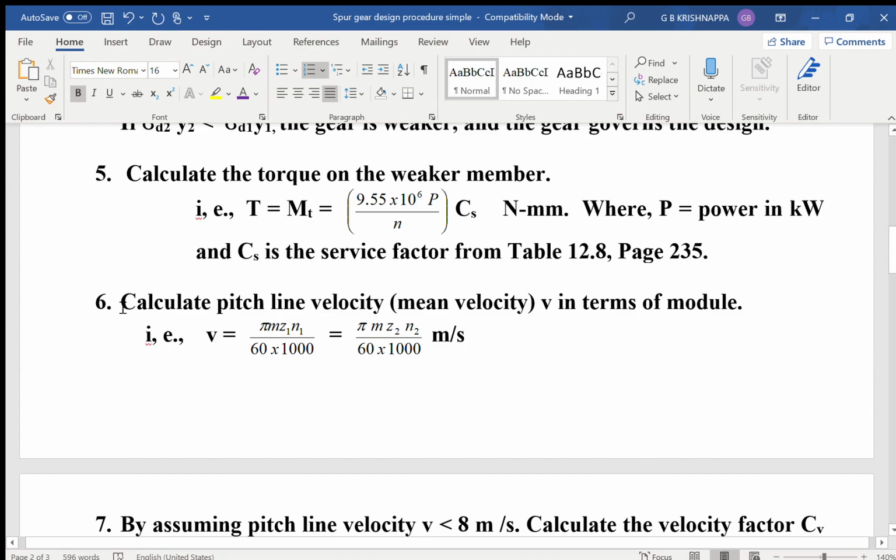Step 6. Calculate pitch line velocity, that is mean velocity v, in terms of module using this expression, that is v is equal to pi into m into z1 into n1 by 60 multiplied by 1000. That's equal to pi into m into z2 into n2 divided by 60,000. Velocity is expressed in meter per second.